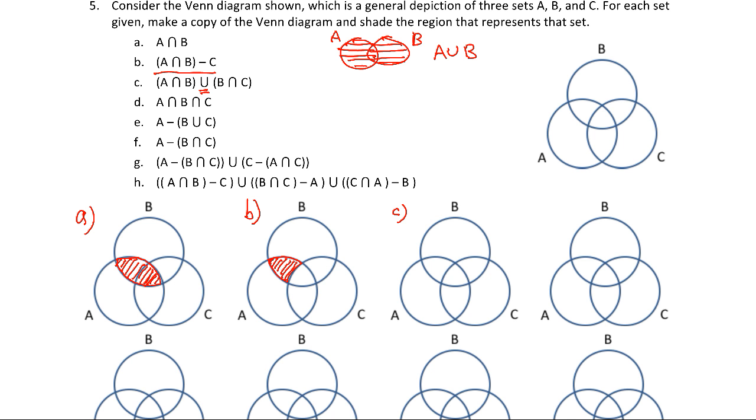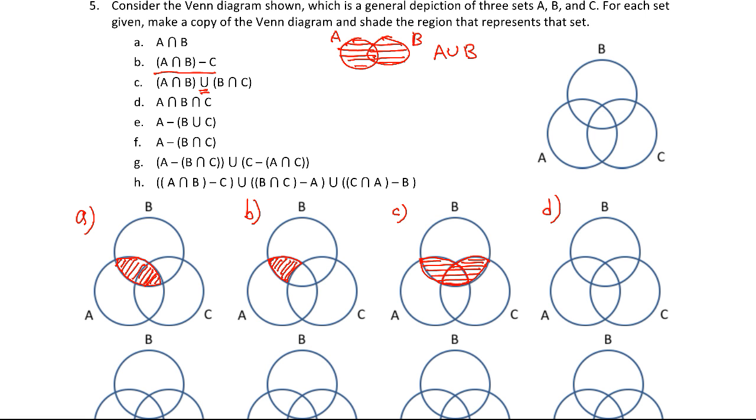So I'm going to shade everything in the same way. A intersect B, I'm going to shade that in first. A intersect B is this football-shaped region. And B intersect C is where B and C overlap, this football-shaped region. So I'm just going to shade in everything that's in either of those two football-shaped regions. And there we have it. There's part C. That is the union of two football-shaped regions that happen to overlap, but there we have it.